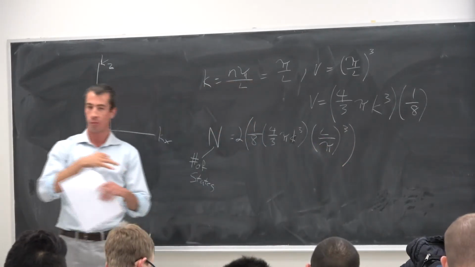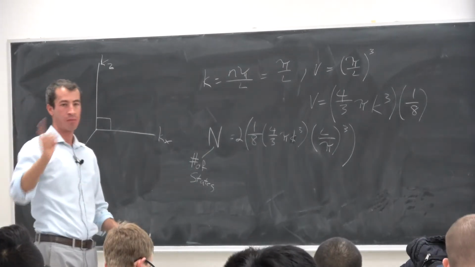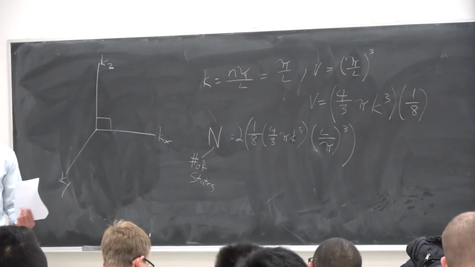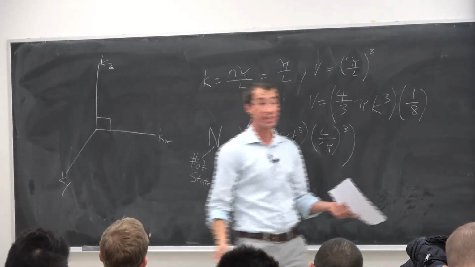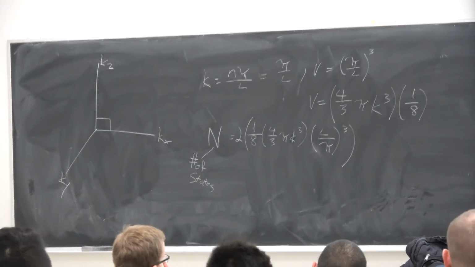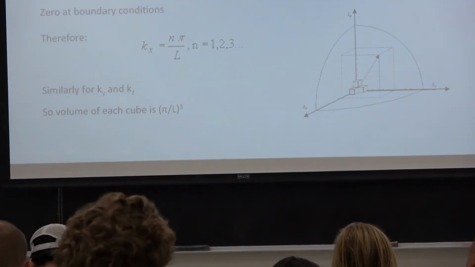Why? Spin up, spin down, right? We're calculating the number of electrons we could have in there, but each state, each cube, could have a spin up or a spin down.